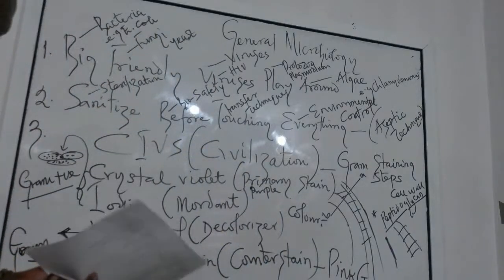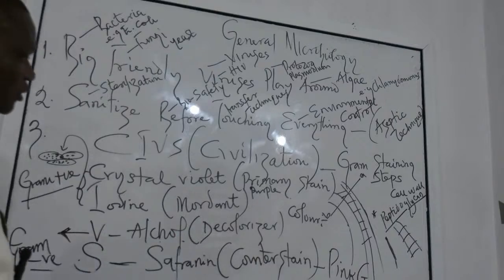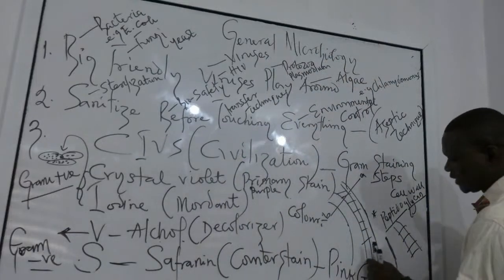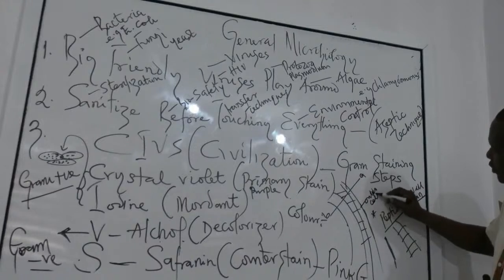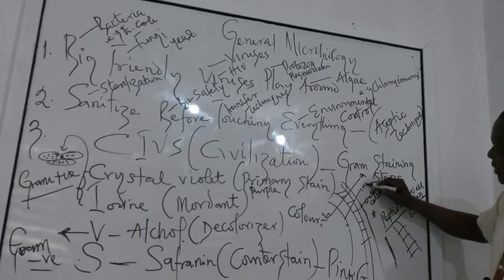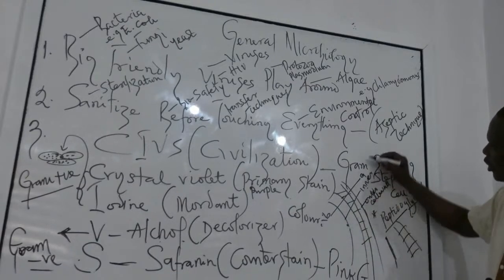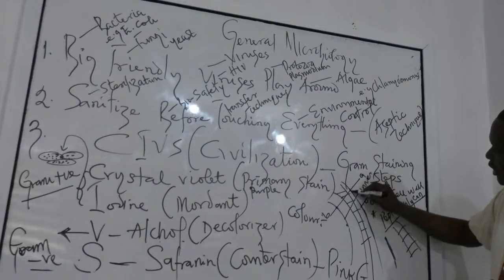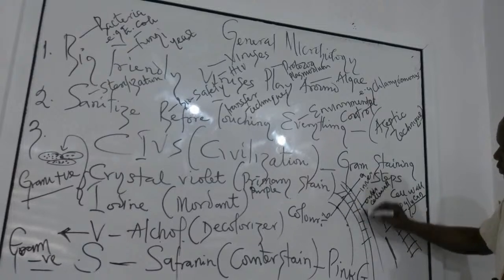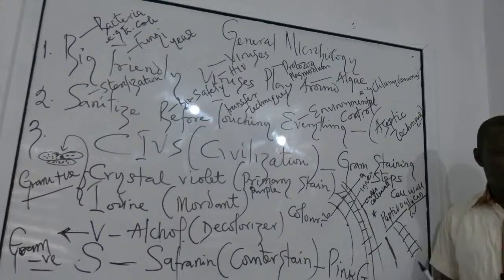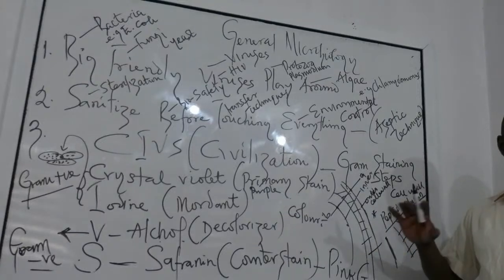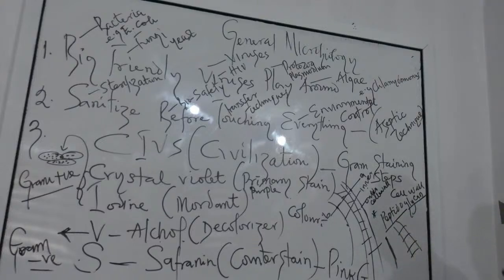So you should know this at this level: the peptidoglycan layer, which is between the outer cell wall and the inner one. Between here and here, that is the peptidoglycan layer. The thickness will depend on whether it is going to be gram positive or gram negative. If the peptidoglycan layer is thick, that means it is gram positive. If it is thin, that is gram negative. Okay, so I want you to really take note of this.